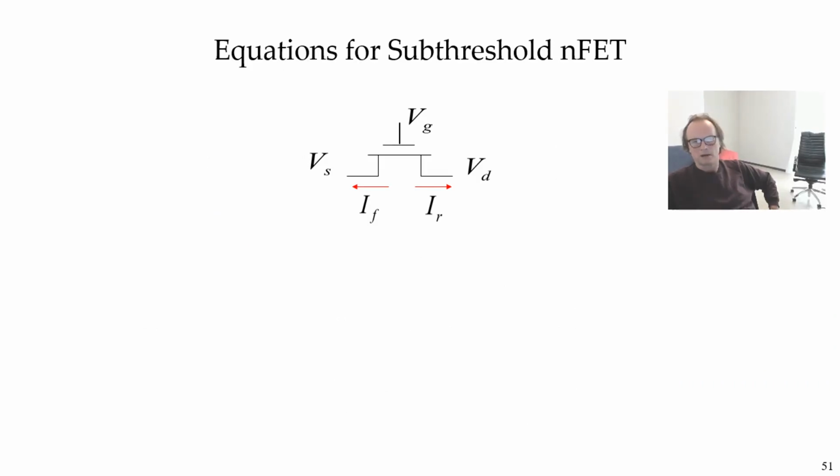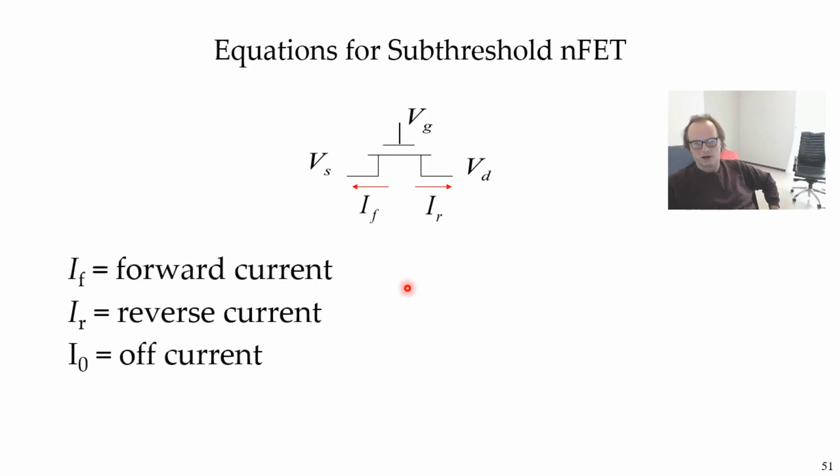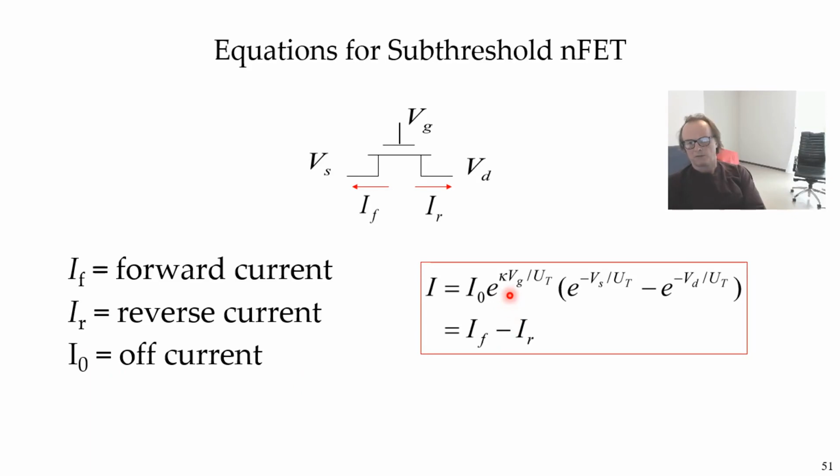Okay, so now we can work out the equations for the subthreshold FET completely, because we now know how the gate voltage affects the surface potential, and you can just work it out here. The forward current is IF, the reverse current is IR, and the off current is I0. And if we put that in here, we find out that I is equal to I0 e to the kappa Vg over Ut, this is the thermal voltage, times e to the minus Vs over Ut minus e to the minus Vd over Ut. It's equal to the forward minus reverse current. That's the basic subthreshold NFET transistor current equation.